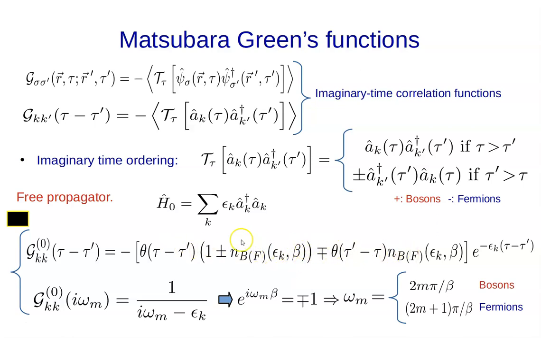Okay, so we're going to do this calculation and also calculate its Fourier transform, which will give me the free propagator in imaginary, in Matsubara frequency space. And these frequencies are not continuous values. Actually, they are discrete values, and they will be for bosons an even multiple of pi over beta, while for fermions they will be an odd multiple of pi over beta. So let's do these calculations and see why we get this, and it will be very instructive.